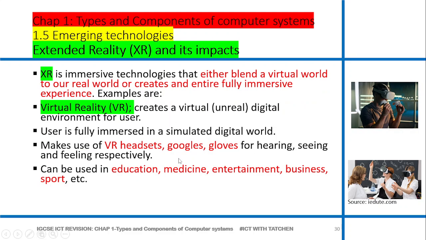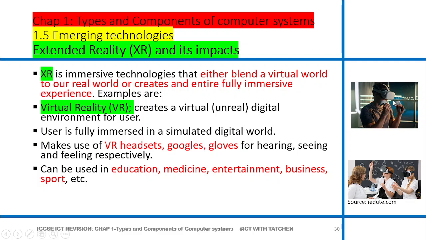The next emerging technology is extended reality. This one is an immersive technology, so it creates a blend of a virtual world and our real world. So it's kind of two worlds, one virtual and one real. Or in another case, it creates an entirely fully immersive world, where you're completely out of here.